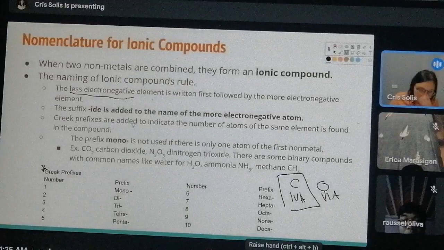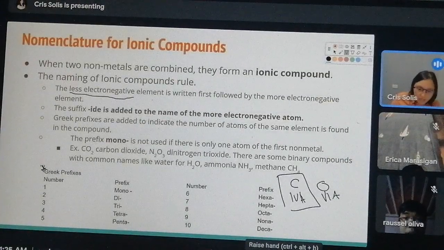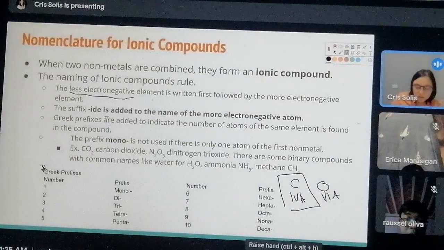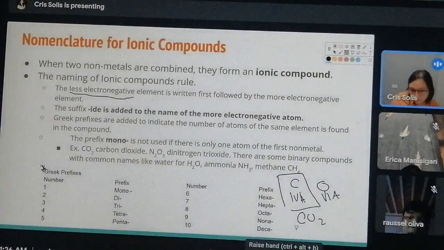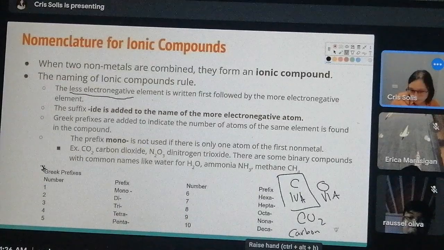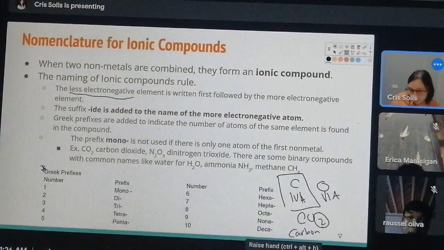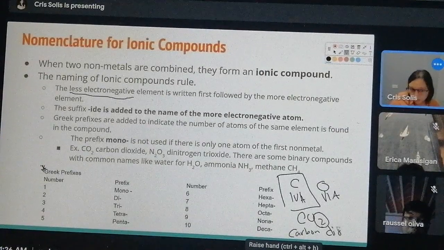Okay? So here, after that, yung more electronegative, you're going to change the suffix. You're gonna get the root and add the suffix IDE. But here, when we're combining carbon and oxygen, it became CO2, it became carbon dioxide, since there are two. Again, there are two subscript, that's dioxide.